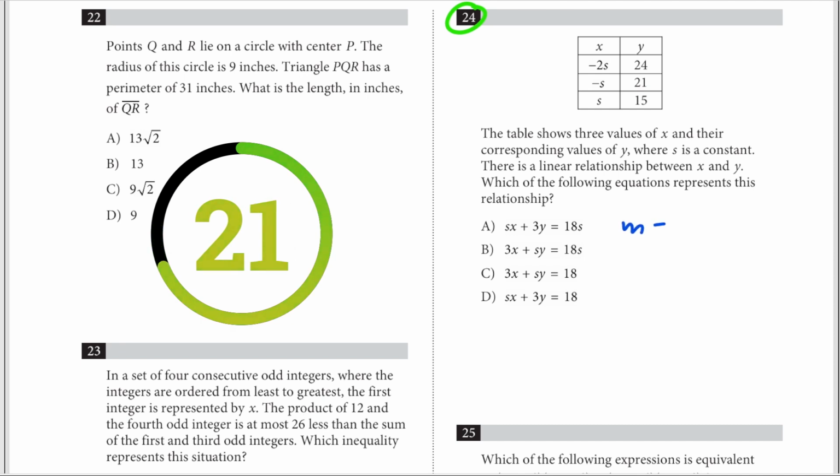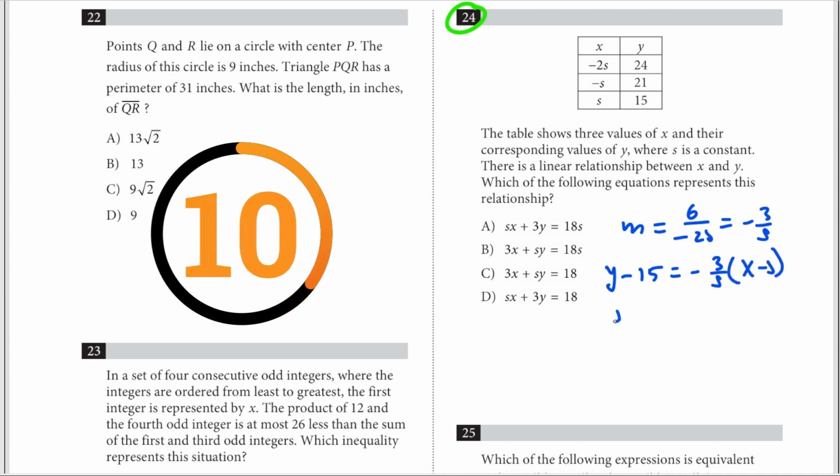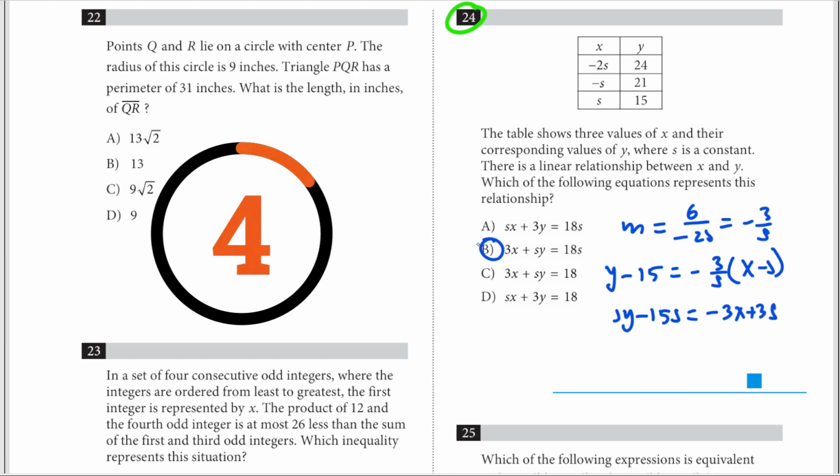So we have slope m is equal to 6 over negative 2s, or negative 3 over s. Now y minus 15 is equal to negative 3 over s times x minus s. So sy minus 15s is equal to negative 3x plus 3s. And the answer is B.